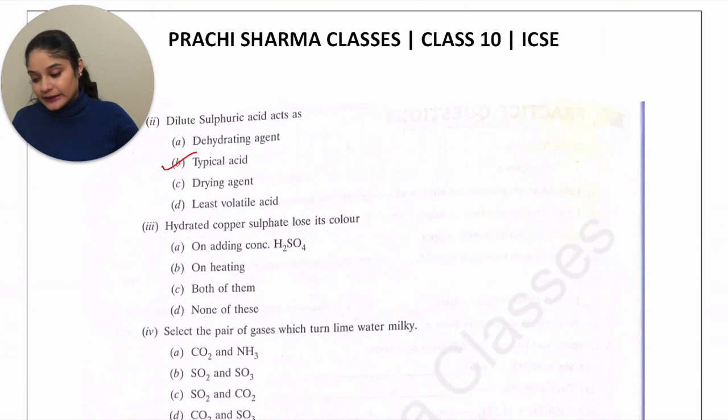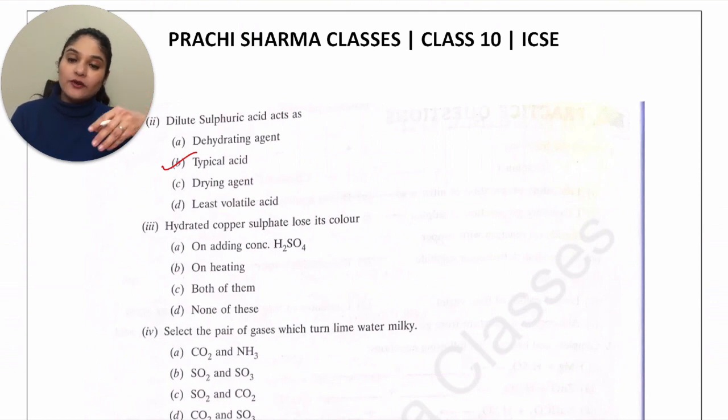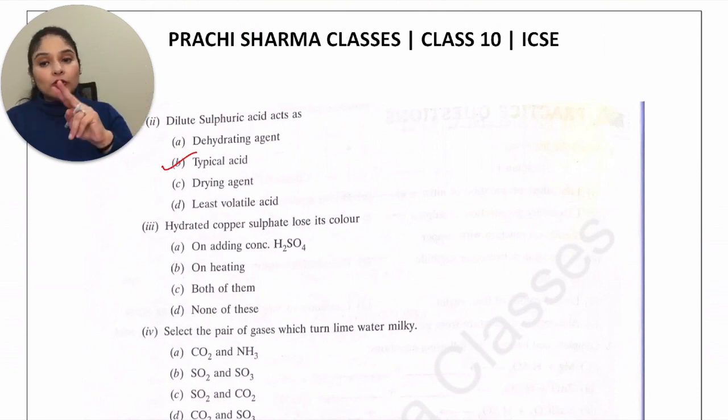The next is hydrated copper sulfate loses its color: first, on adding concentrated sulfuric acid; second, on heating; C is both of them; and none of these. So if you recall it from the chapter, hydrated copper sulfate will lose its color on both of the conditions. The first is when you add concentrated H2SO4 to that, as well as when you're trying to heat it up. So the answer would be C, that is both of them.